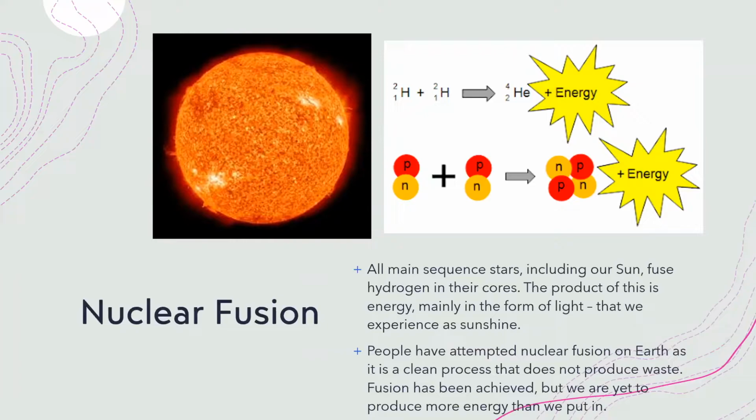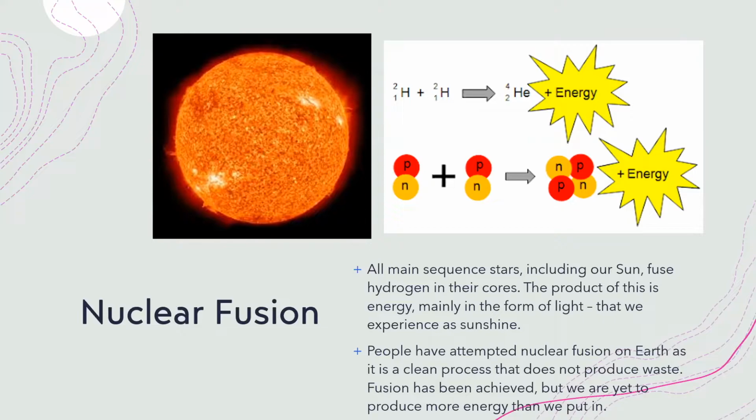So all the main sequence stars, including the sun, fuse hydrogen in their cores. The product of this is energy, mainly in the form of light, some thermal energy too, because obviously it emits some heat, doesn't it? This can be done on Earth, but it's a clean process and does not produce waste. So people are trying to do this on Earth, but it's difficult because you need really intense pressure. Okay, so it needs heat and pressure.